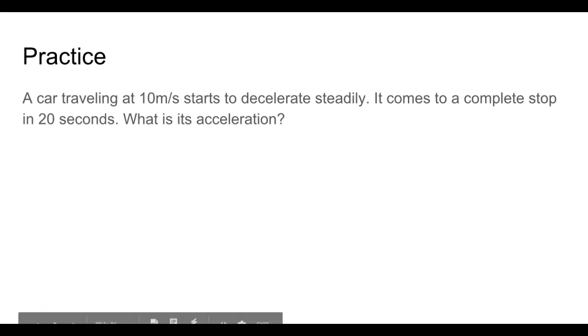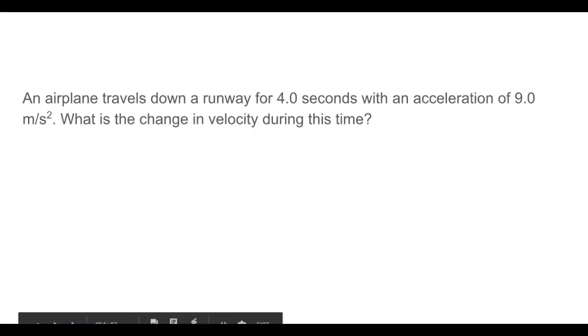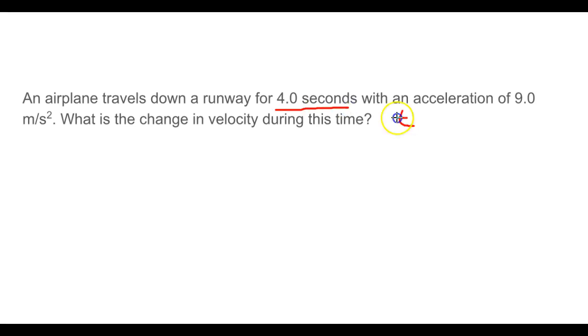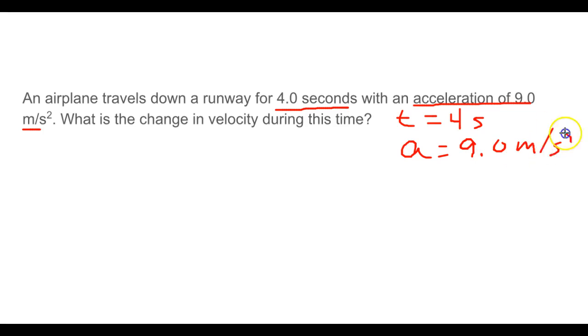All right, let's try another one. Okay, so an airplane traveling down a runway for 4 seconds. Oh, something I know, so that's my time. Time equals 4 seconds. With an acceleration of 9.0 meters per second squared. So A equals 9.0 meters per second squared.